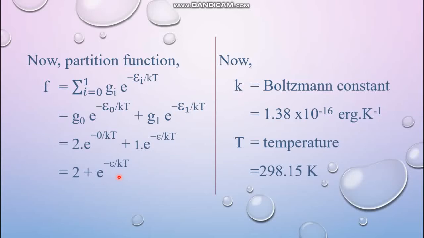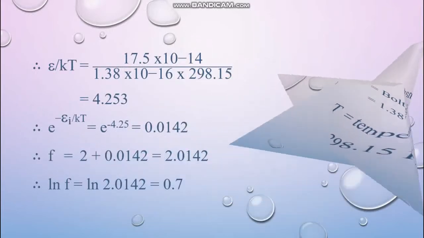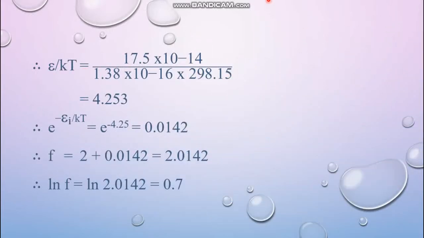and here we know that k is the Boltzmann constant, and T is the temperature. So we know the value of k, it is 1.38 e to the power minus 16 erg per Kelvin. T is the temperature, which is 298.15 Kelvin, and the value of epsilon has just been derived. Okay, so let me put this value to find out the value of epsilon by kT.